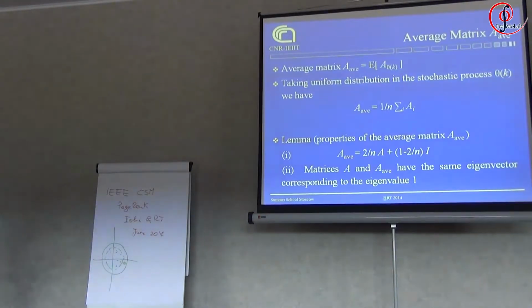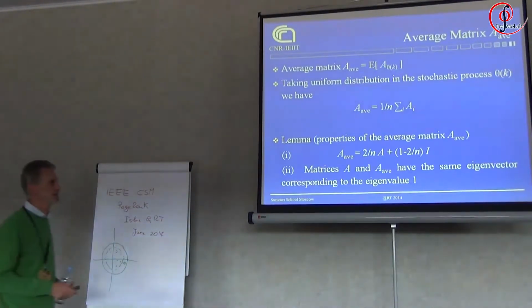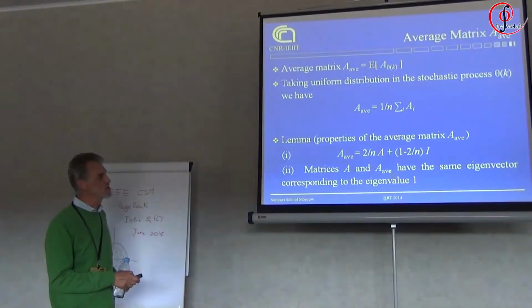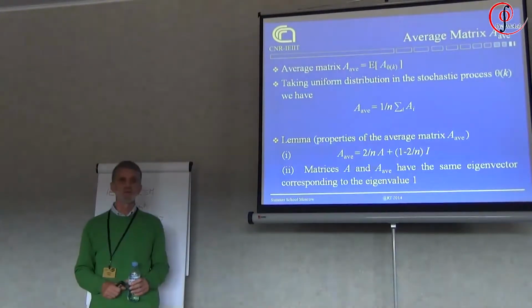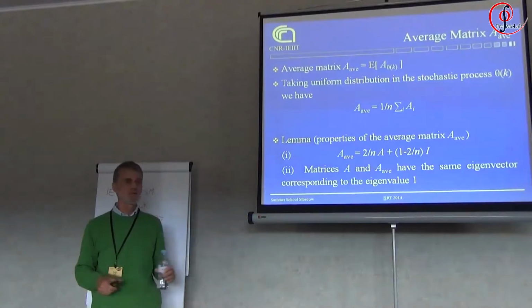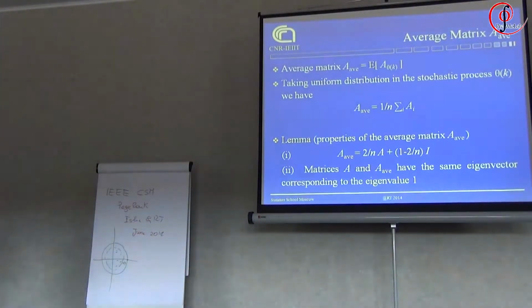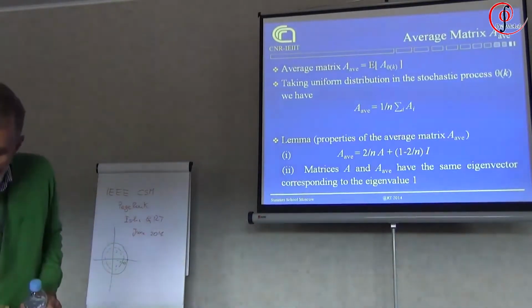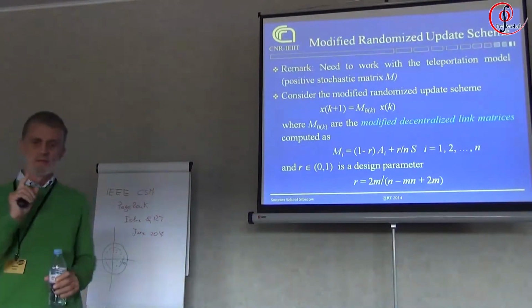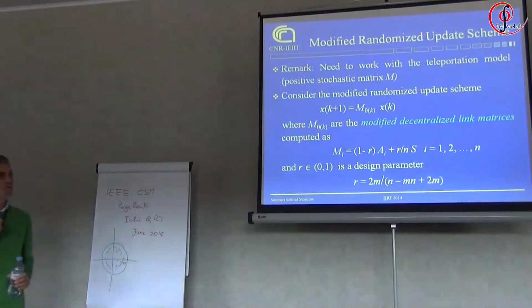Well, what is more important, perhaps, is the fact that A and A average have the same eigenvector corresponding to the eigenvalue 1. So it means that A and A average share the same PageRank, so I can actually work with A average instead of A. However, there is more to say. We have to remark that we need to work with matrices which are strictly positive. So we have to remove the zeros.